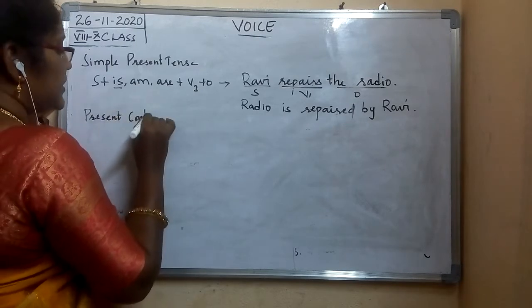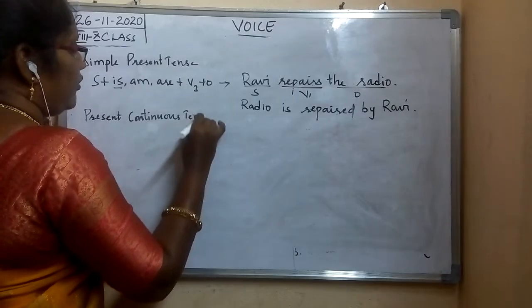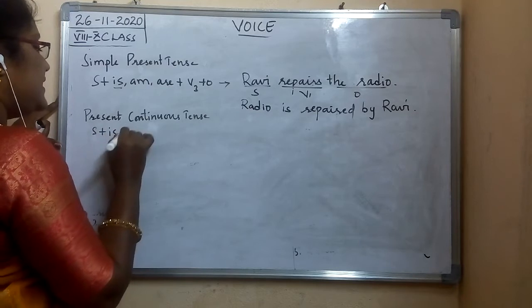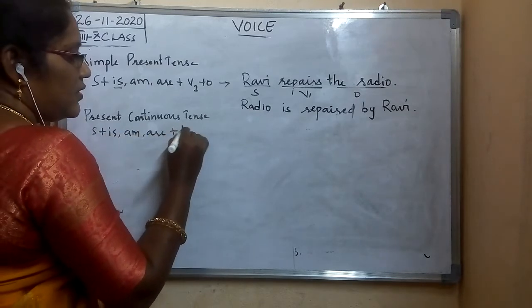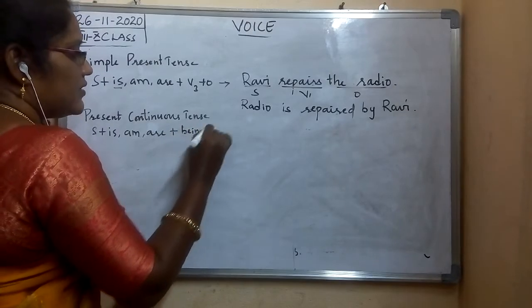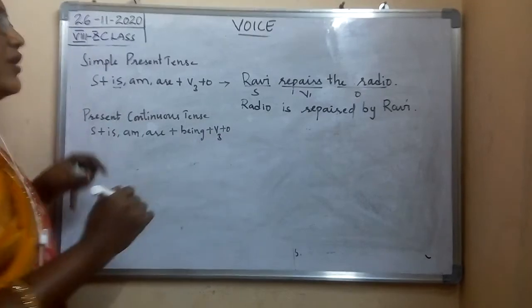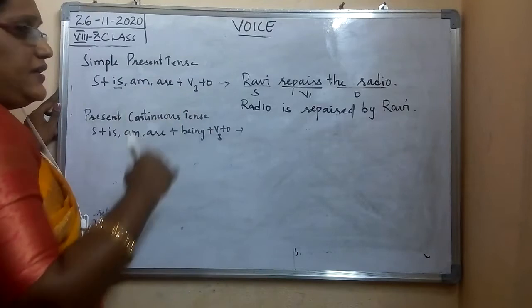Now next, present continuous tense. When it is continuous, what you will get? Ing form you will get. Already we have learned tenses, right? So same structure, subject plus is, am, are plus being plus V3, but always you have to use V3 only. Always you have to use V3. For example, same sentence I'll take.